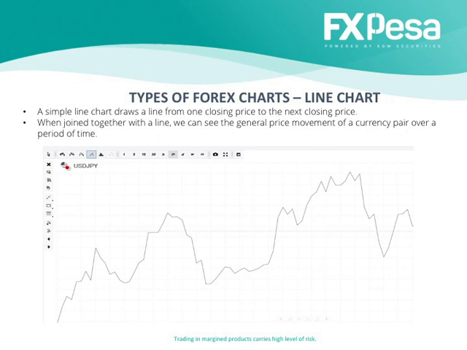Types of Forex charts. 1. We have the line chart. A simple line chart draws a line from one closing price to the next closing price. When joined together with a line, we can see the general price movement of a currency pair over a period of time as shown on the chart below.